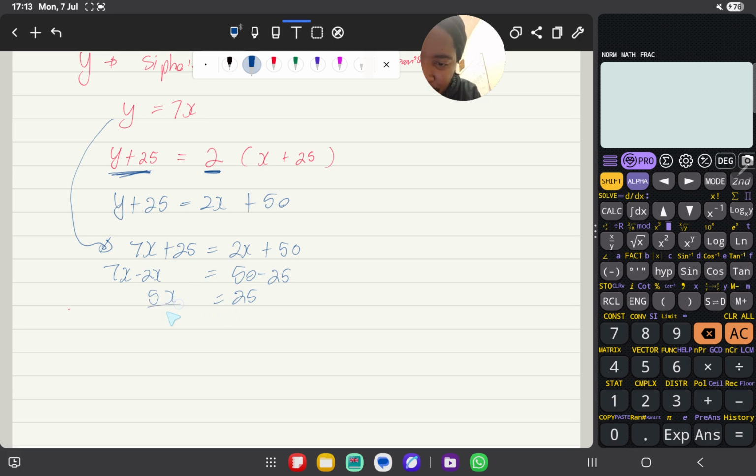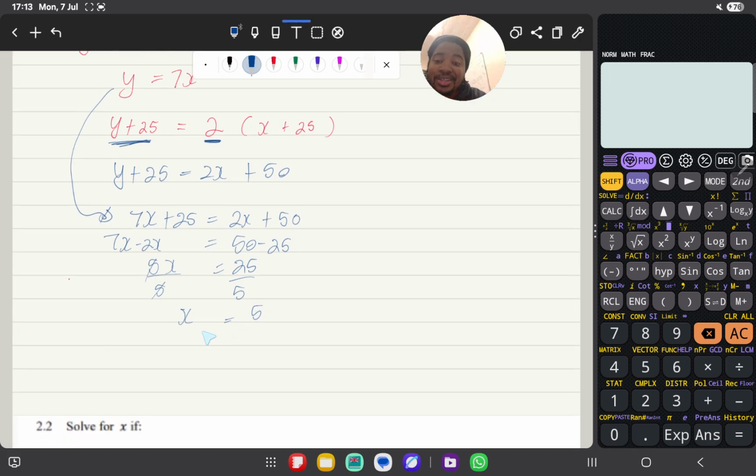5x. Then you have to divide by 5. You have x equals 5. Right now the son is 5 years old. So let's do the math now, just to see if it makes sense. We're going to do the math right now. This is the son and this is the father.